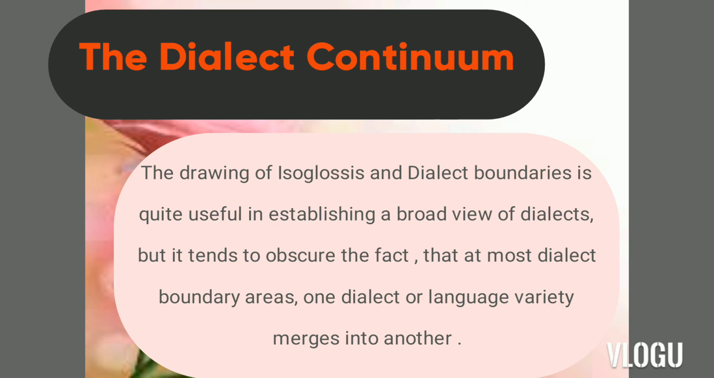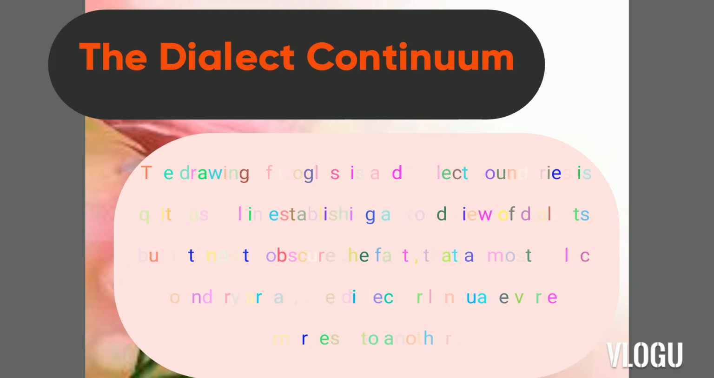The drawing of isoglosses and dialect boundaries is quite useful in establishing a broad view of dialects, but it tends to obscure the fact that at most dialect boundary areas, one dialect or language variety merges into another.